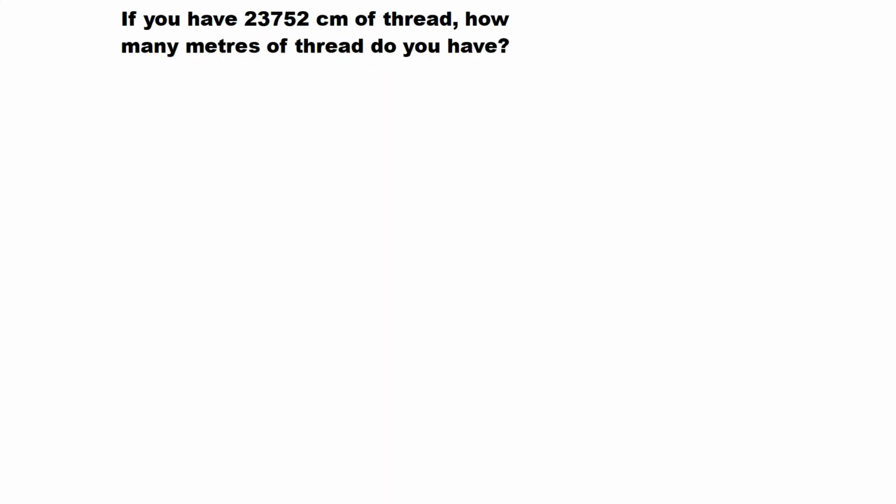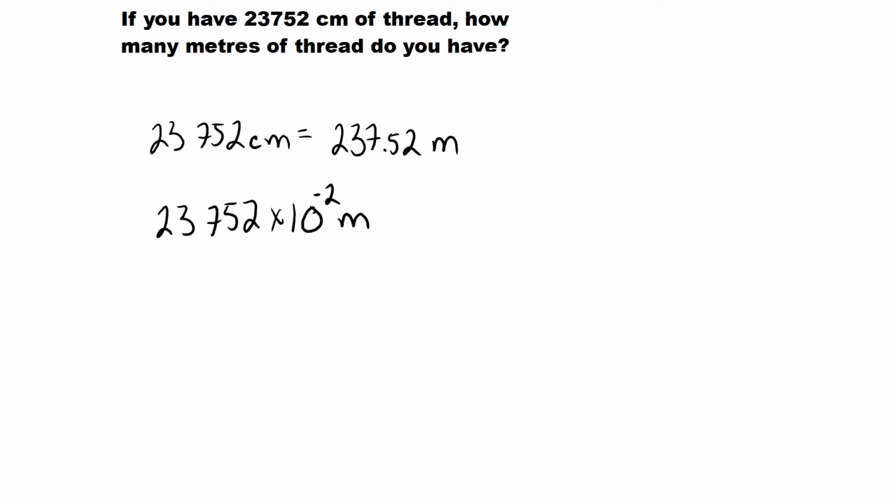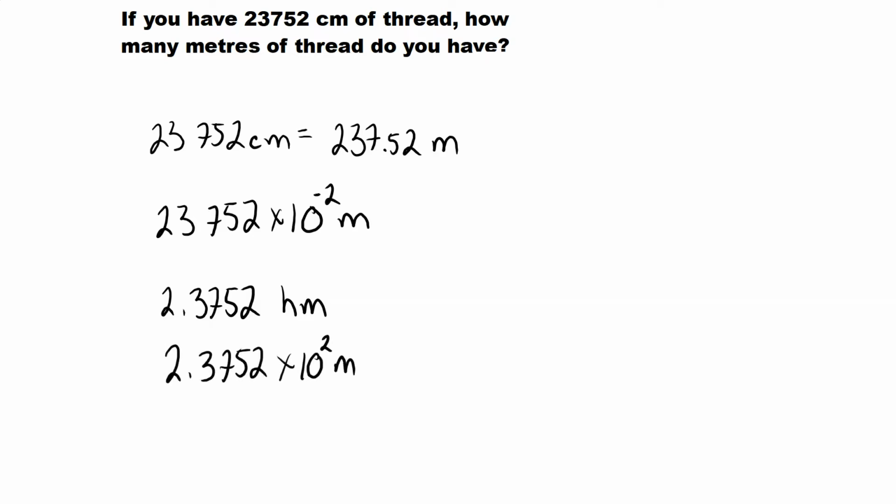If you have 23,752 centimeters of thread, how many meters of thread do you have? So we start off with our 23,752 centimeters. We know that that is 237.52 meters. Or it could also be expressed as 23,752 times 10 to the minus 2 meters. In other units, you could do it in hectometers, not a common measurement, 2.3752 hectometers, or 2.3752 times 10 to the 2nd meters.